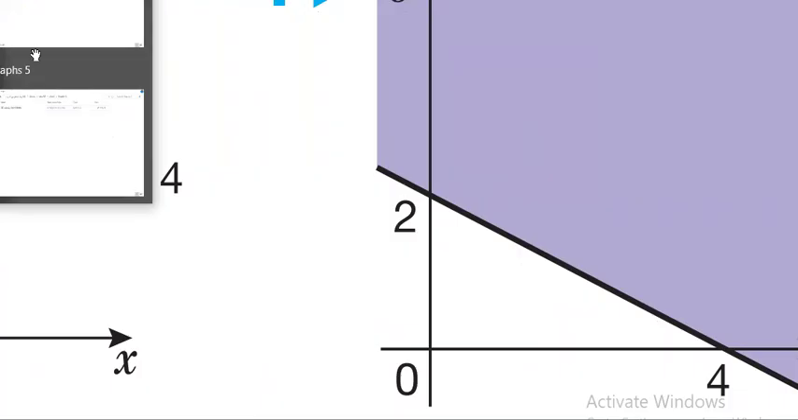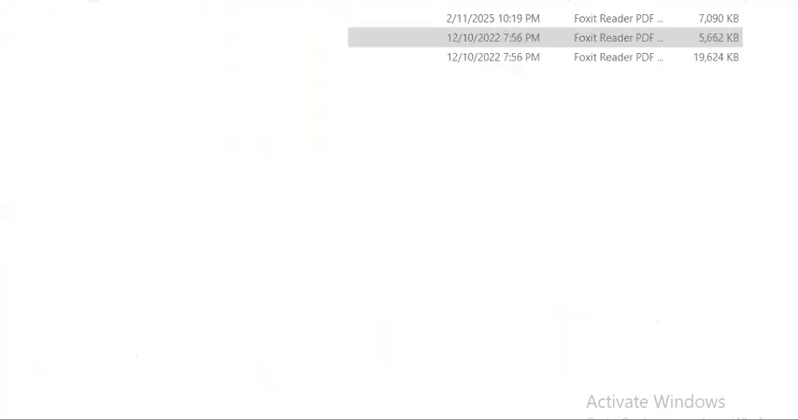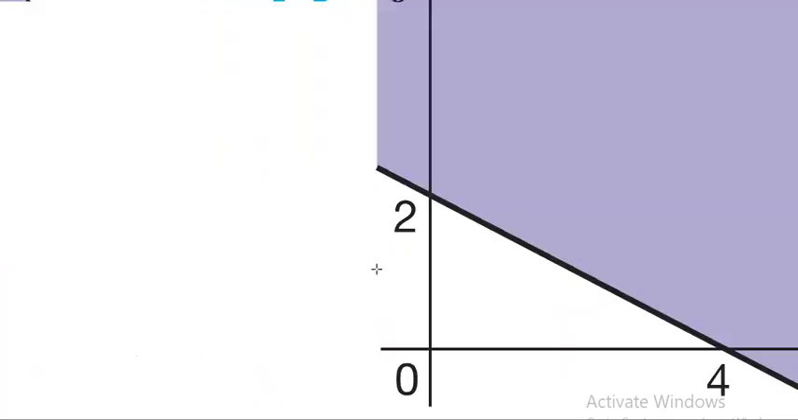Now, first, let me cover this here. Okay. So first, when we look at the line here, this is the line that we want to describe. First, we write the equation of this line. The line is crossing what? It's crossing the 2 on the y-axis and 4 on the x-axis.